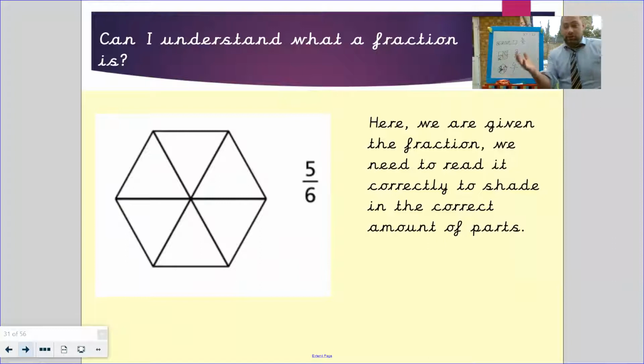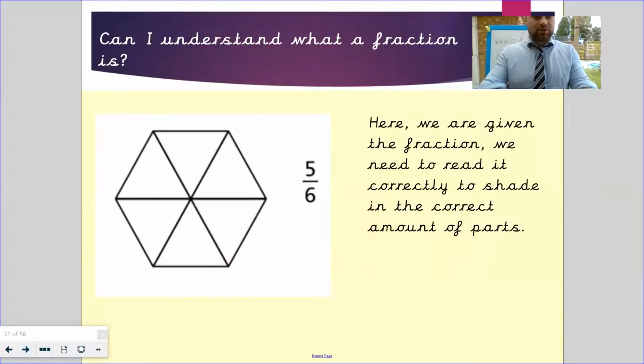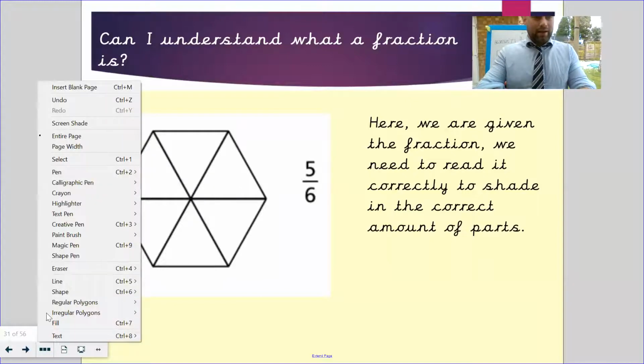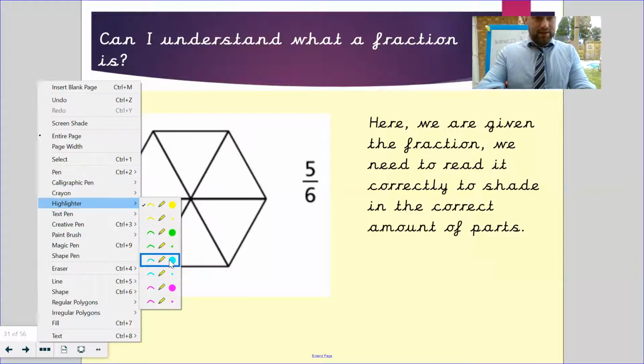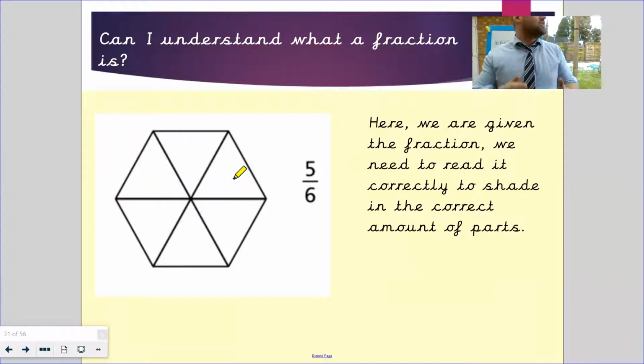Now, sometimes we can do it in reverse. Here we're actually given the fraction, and we need to read it correctly to shade in the correct number of parts. So I'm going to get my pen ready, maybe I'll use a highlighter, that may be easier, and get ready to shade in my shapes. Now, the denominator says 6, so let's check that our shape is divided into 6 parts. 1, 2, 3, 4, 5, 6. Yes, so that is our denominator.